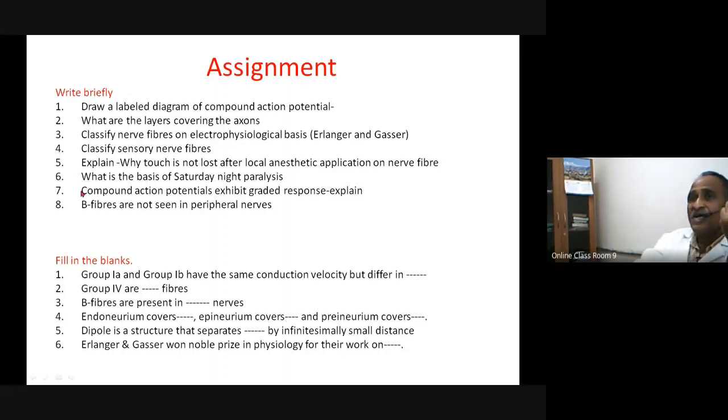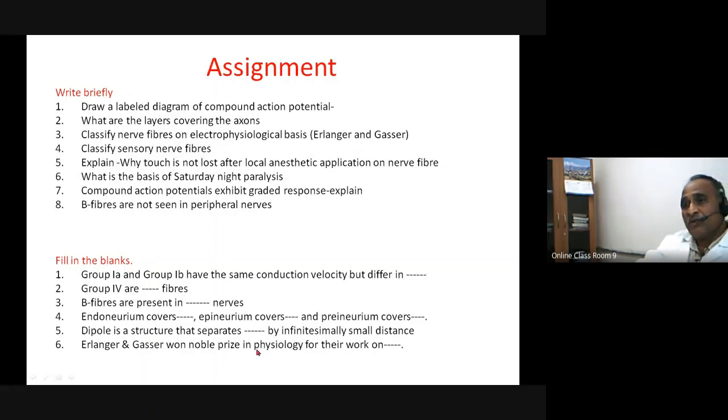Look at that. Compound action potential exhibits graded response. Explain. I had given you the idea. B fibers are not seen in the peripheral nerve. Fill in the blanks. I would not give you a lead, and you try to do that. Group 1A, Group 1B have the same conduction velocity but differ in dash. Group 4 are dash fibers. B fibers are present in dash nerves. Endoneurium covers dash, epineurium covers dash, perineurium covers dash. Dipole is a structure that separates dash by infinitesimally small distance.